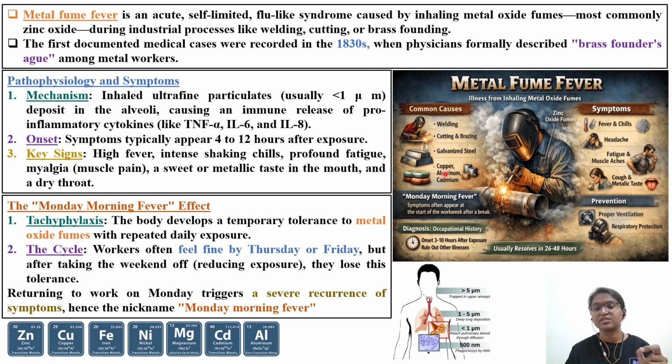Here, among the metals, you can see copper, aluminium and cadmium. Here also we have given copper, aluminium as well as cadmium. Okay, so let's see. Being a toxicologist, you should know the pathophysiology and symptoms. The history of this disease, you go back and read on your own.